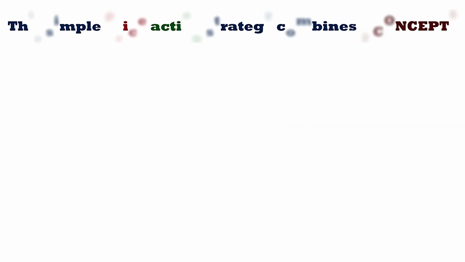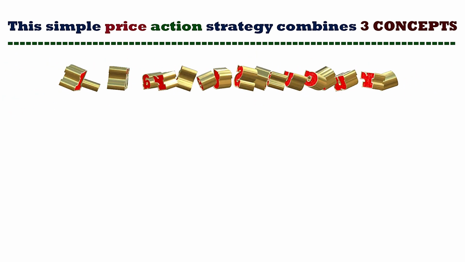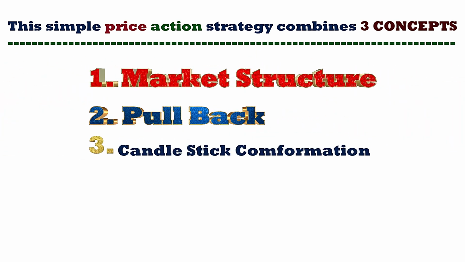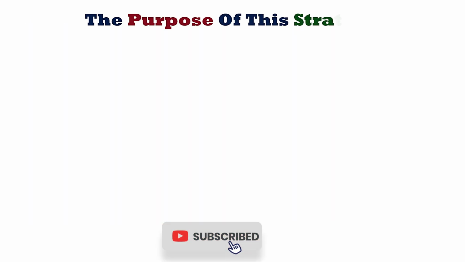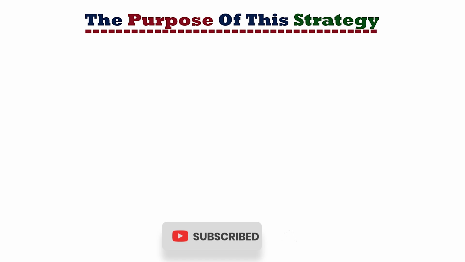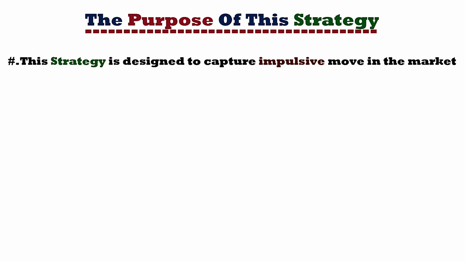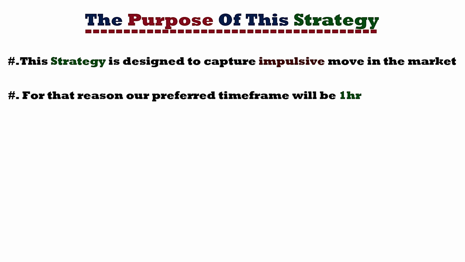This simple price action strategy combines three concepts. Number one is market structure, then pullback, and candlestick confirmation, advanced candlestick confirmation. These are the three concepts we will be working with in this strategy. We'll take it one by one, but before we start, you need to know the purpose of this strategy. This strategy is designed to capture impulsive moves in the market. For that reason, our preferred time frame is 1 hour.